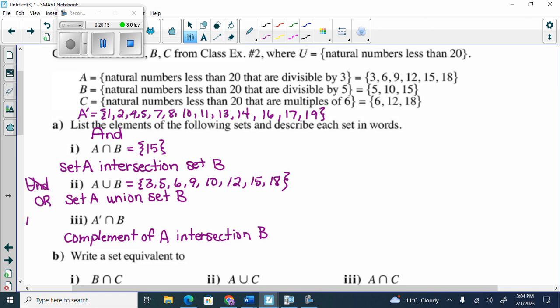Now remember this symbol, you can write the word and, correct? So I need what's in the complement of A and B. So are there any numbers in B that are in the complement of A? 5 and 10 only, yeah.